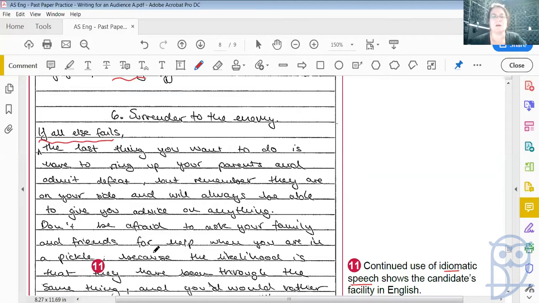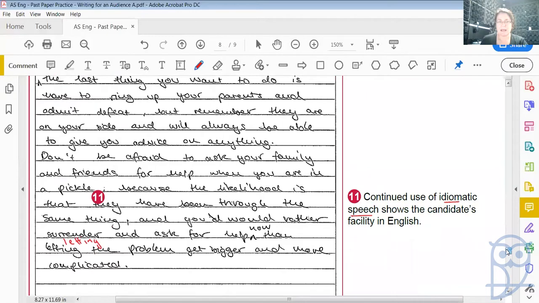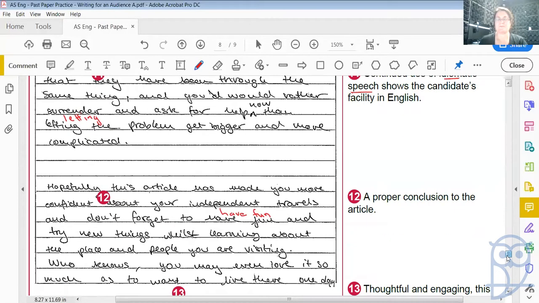Okay, so because the likelihood is that they have been through the same thing and you would rather surrender and ask for help now than letting the problem get bigger and more complicated. Okay, fair enough. That sounds like good advice. And now there is no subtitle here. There's a separate paragraph.